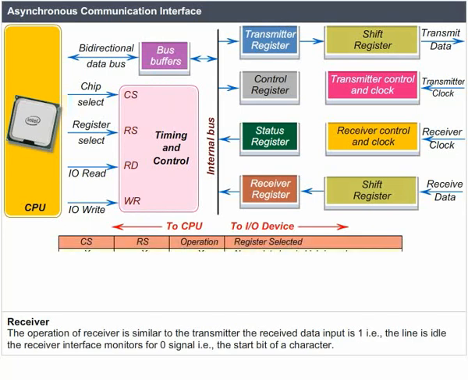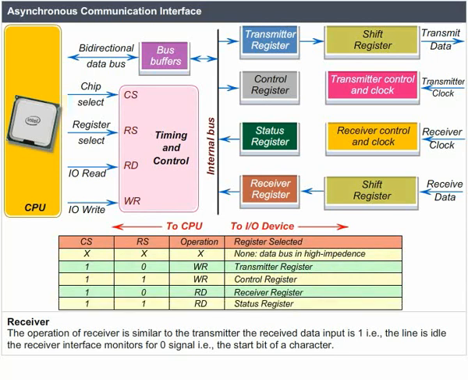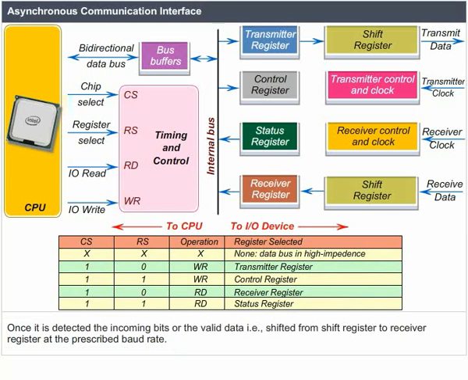Receiver. The operation of the receiver is similar to the transmitter. The received data input is 1, that is, the line is idle. The receiver interface monitors for a 0 signal, that is, the start bit of a character. Once it is detected, the incoming bits, or the valid data, are shifted from the shift register to the receiver register at the prescribed baud rate.